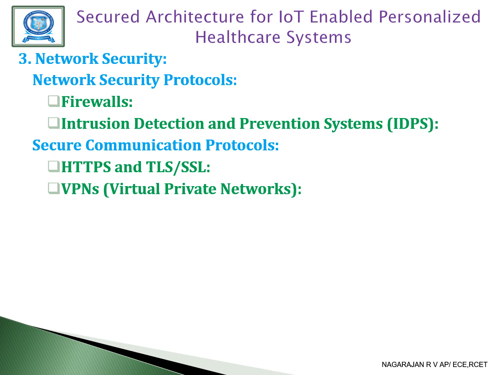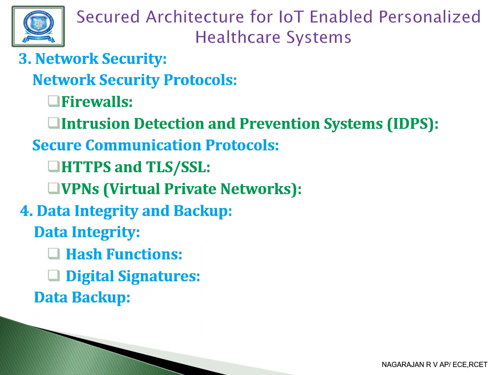And next one is secure communication protocols. Here we follow two things. One is HTTPS and TLS/SSL, a secure communication channel over the internet using encryption, and VPNs, that is virtual private networks, which create a secure connection over public networks.